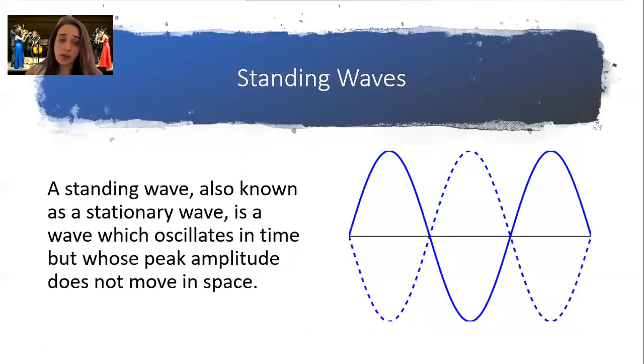So a standing wave, as I'm reading these, please make sure you write them down. A formal definition for a standing wave, also known as a stationary wave, is a wave which oscillates in time but whose peak amplitude does not move in space. So what that means is that, again, the wave is going back and forth, up and down, but the wave isn't moving left or right. It appears to be standing still.